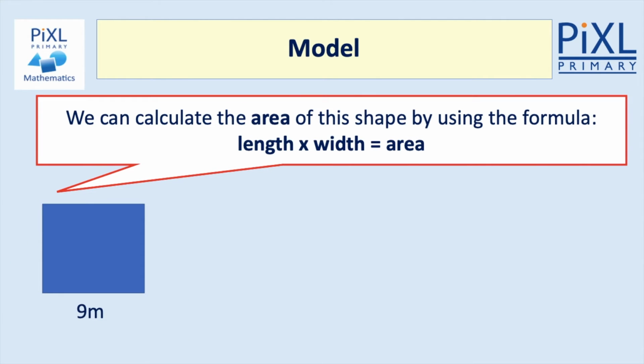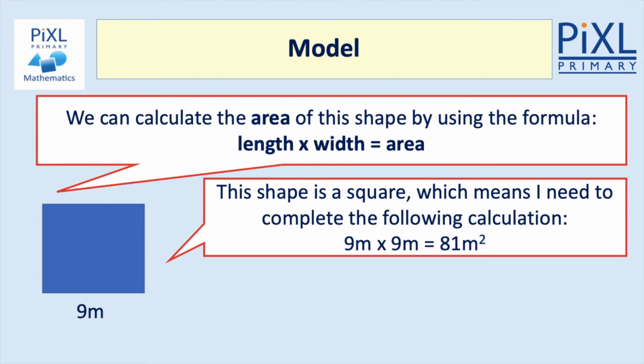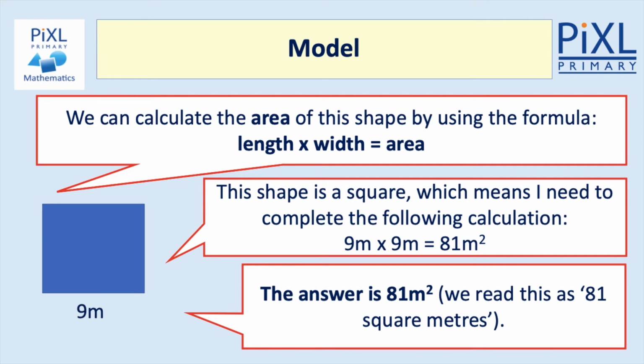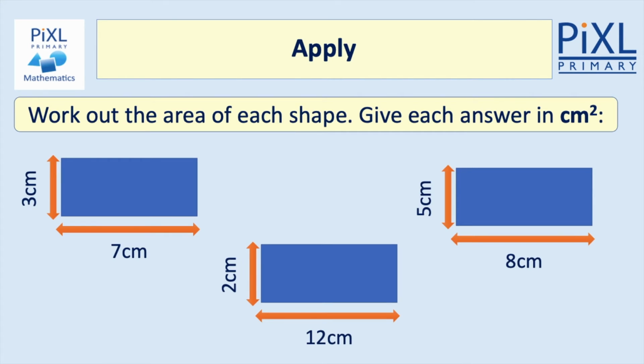We can calculate the area of this shape by using the formula length times width equals area. This shape is a square, which means I need to complete the following calculation. 9 metres times 9 metres equals 81 metres squared. The answer is 81 square metres. So your turn to have a go now. Work out the area of each shape and give each answer in square centimetres.